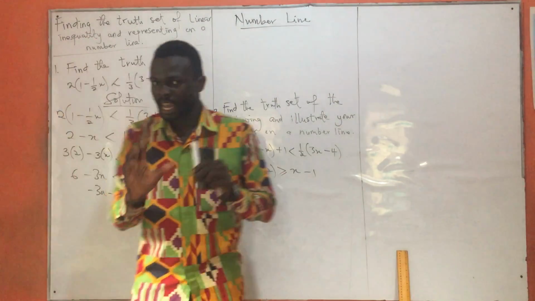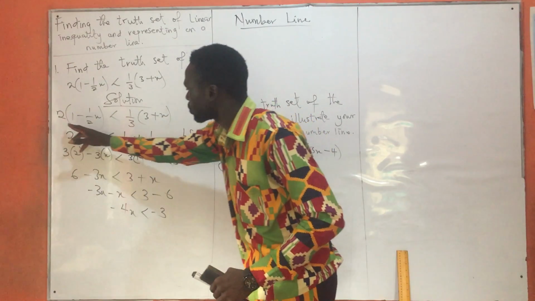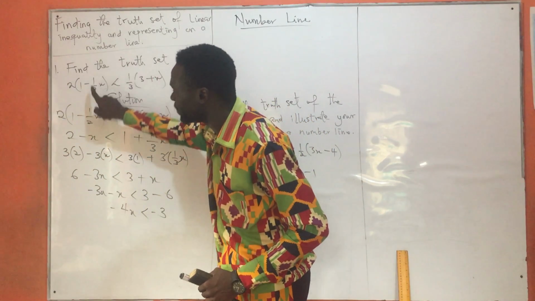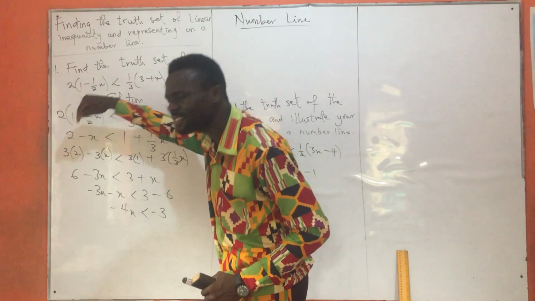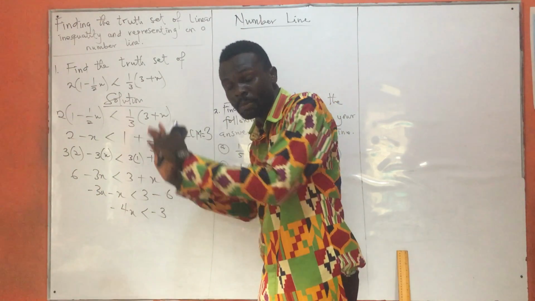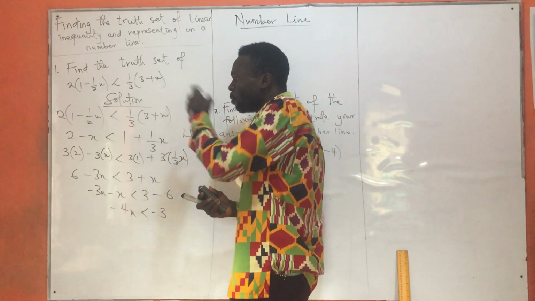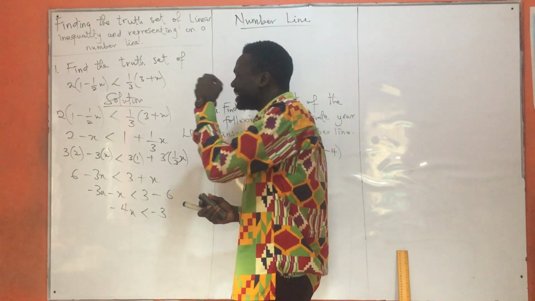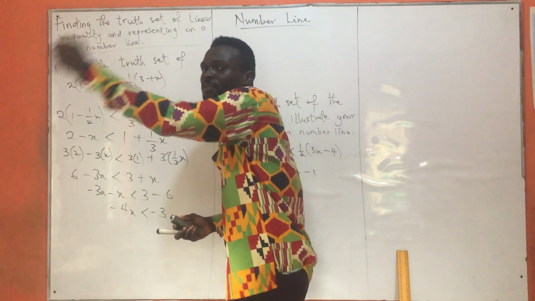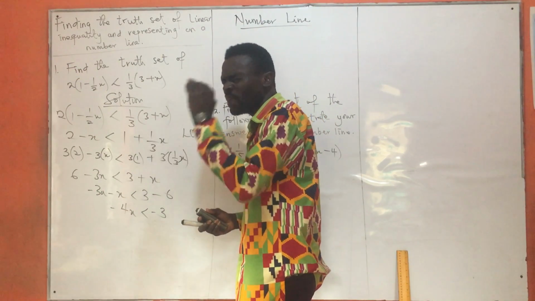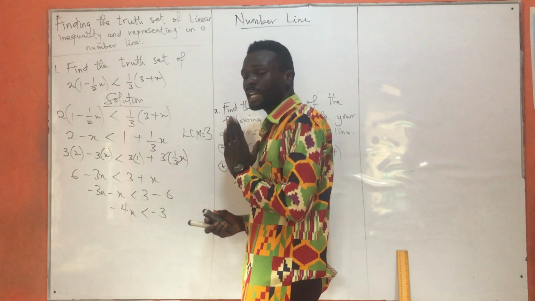Let's look at it this way. First of all, because one of the fractions happens to be inside the bracket, if we multiply by the LCM, we have to be extra careful, else we'll get it wrong.